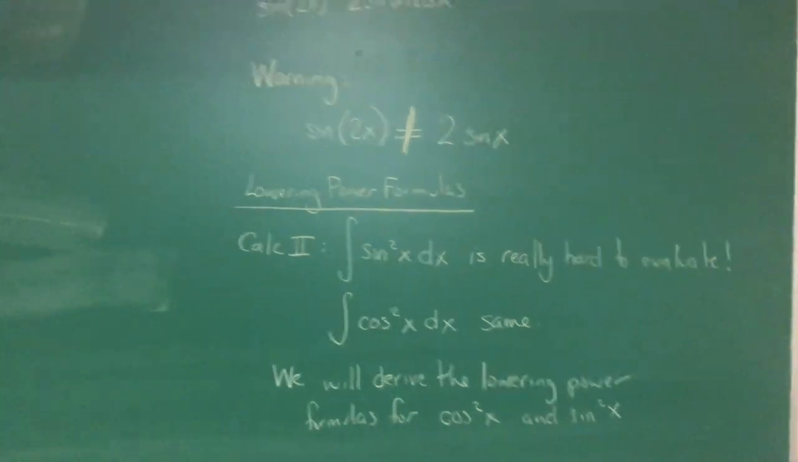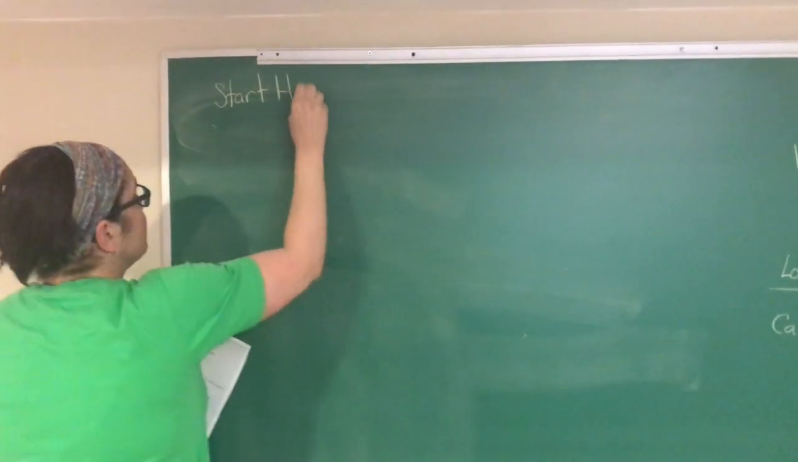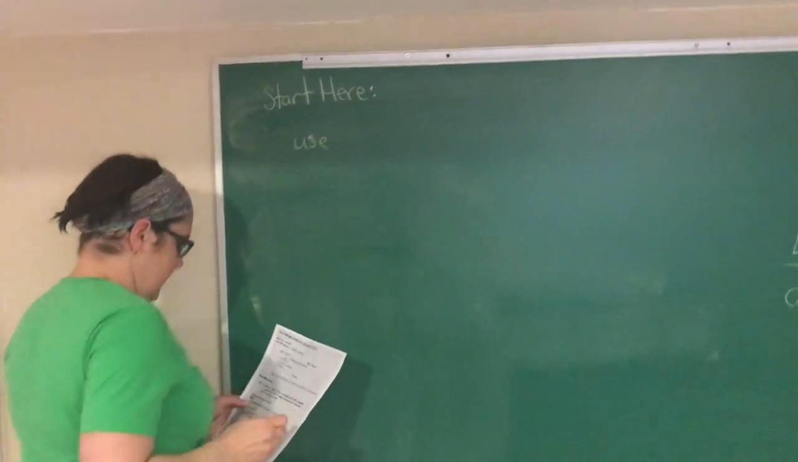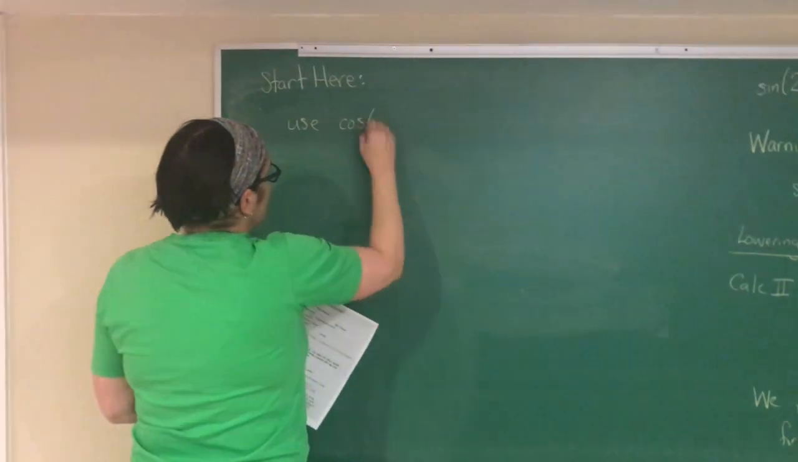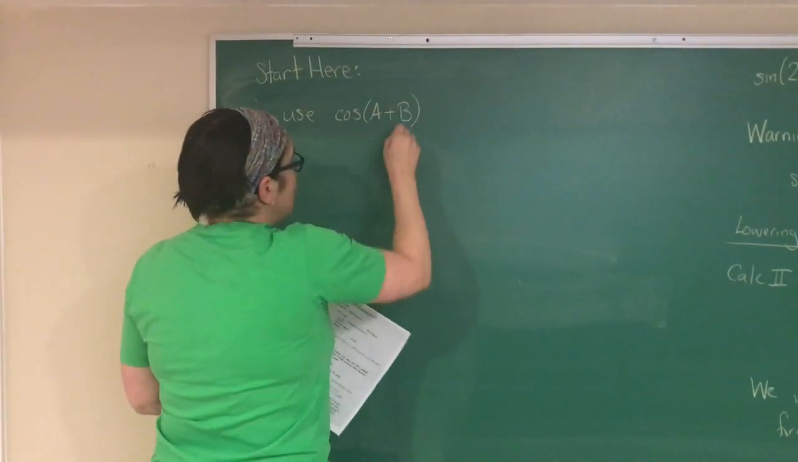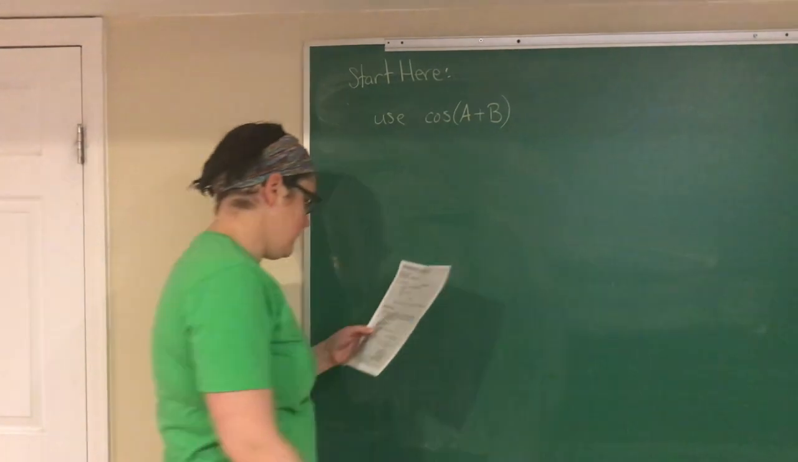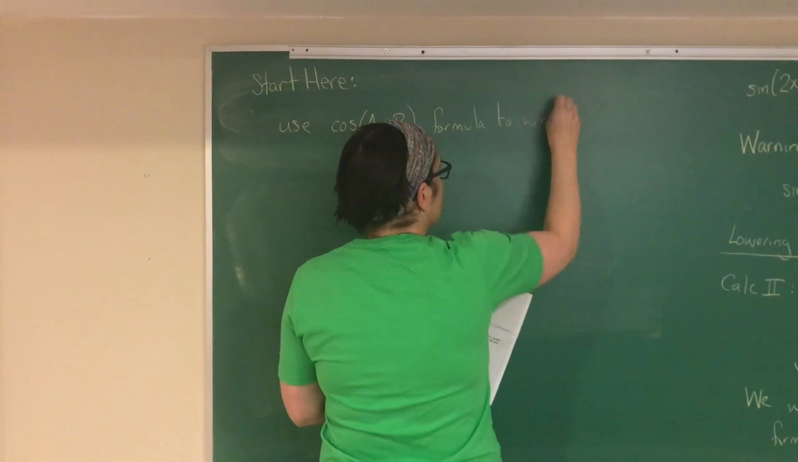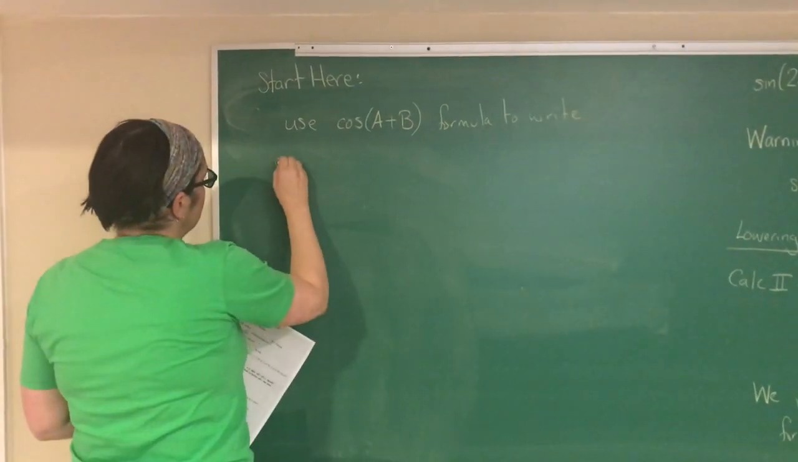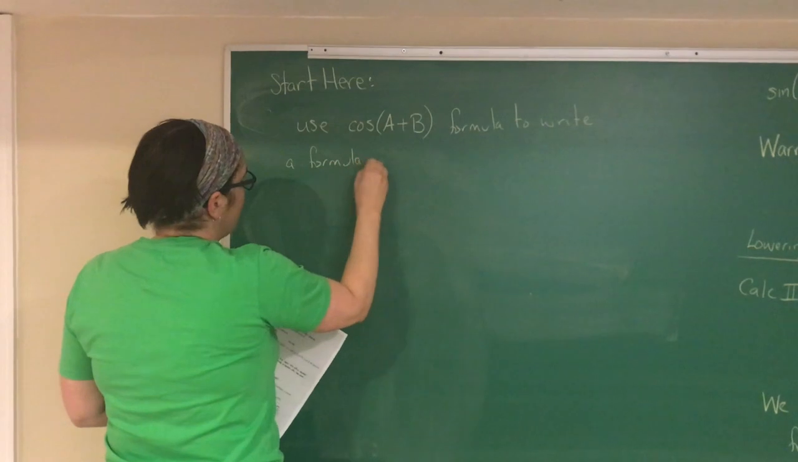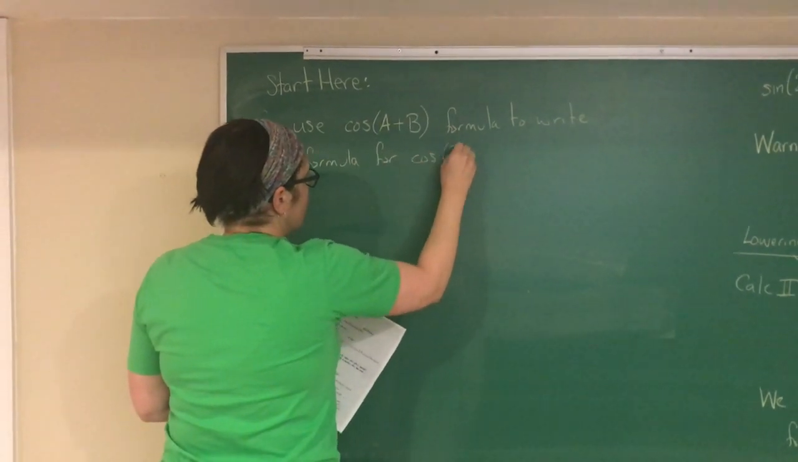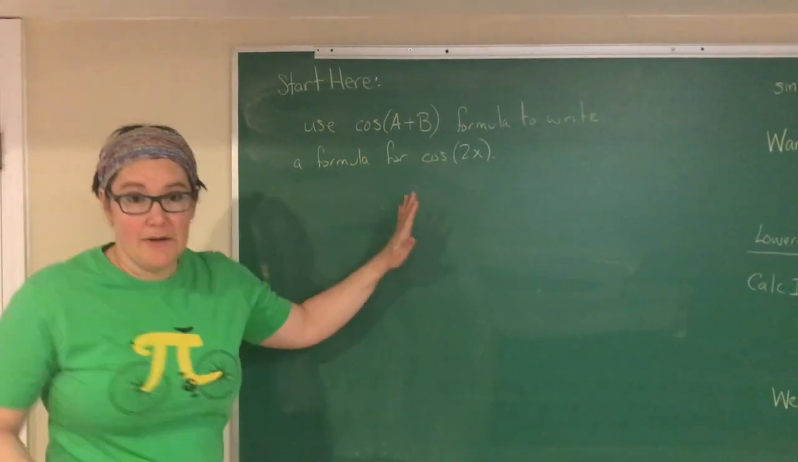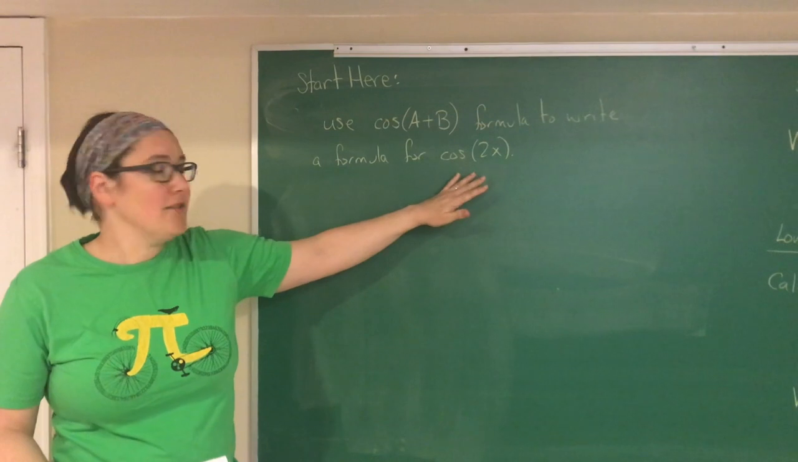All right, so we're going to start here. We're going to start by using the sum identity for cosine of a plus b formula, to write a formula for cosine of 2x.